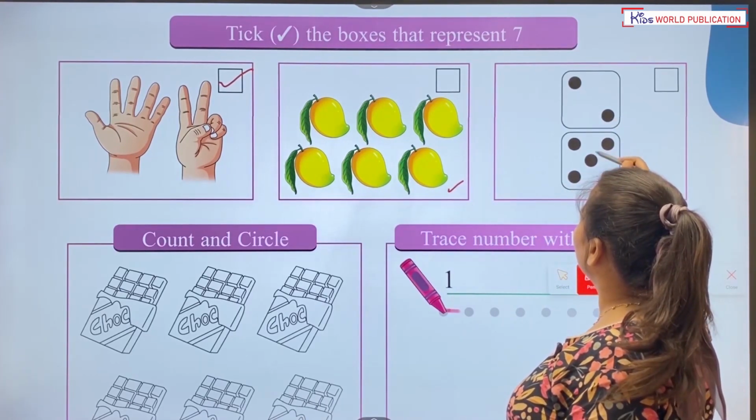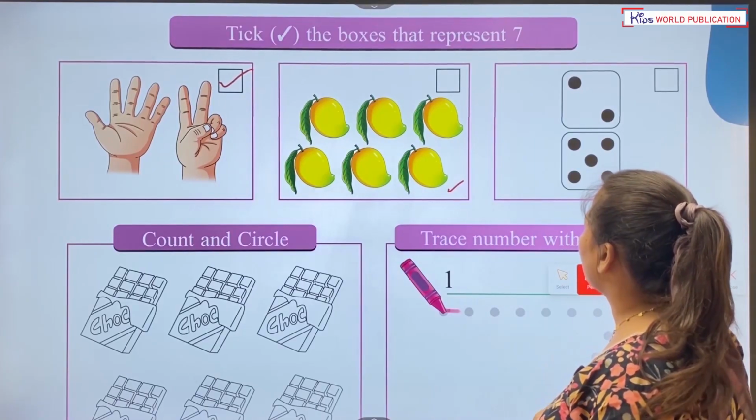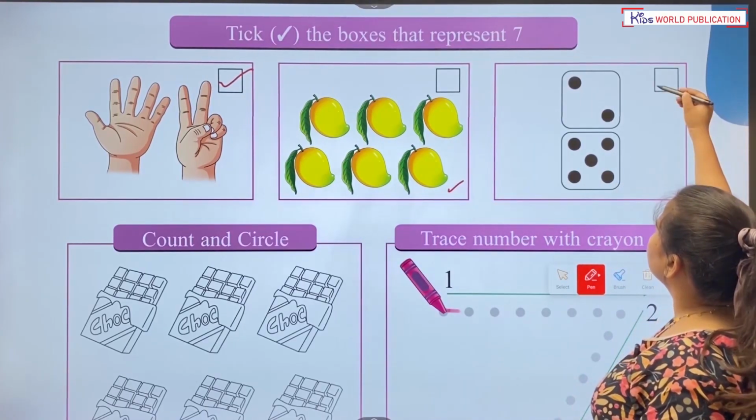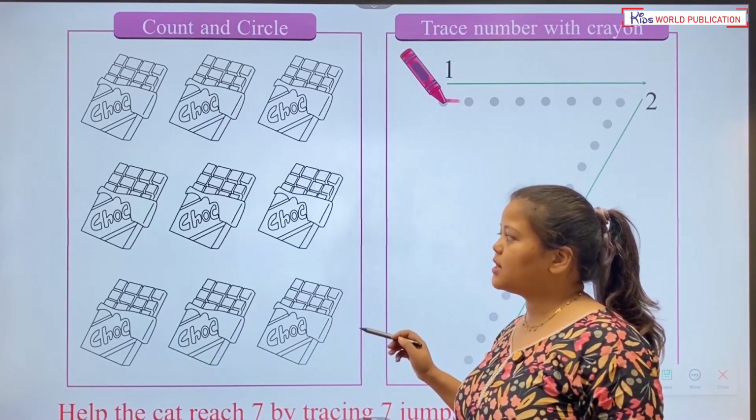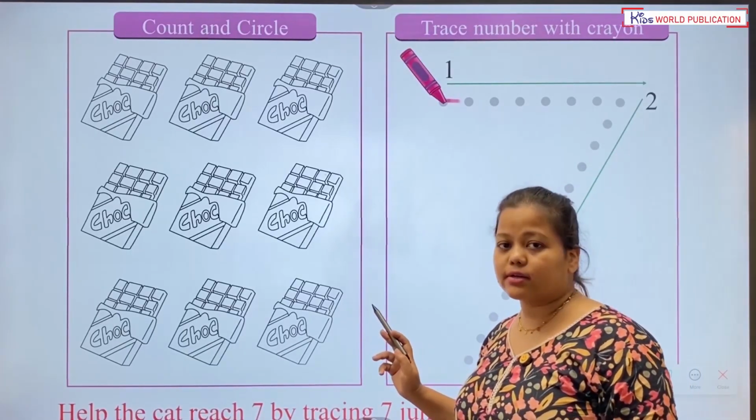1, 2, 3, 4, 5, 6, 7. There are 7 dots in the dice. So we will tick it. Count and circle. So kids, here you can see chocolates are given. So you will count them and circle them.